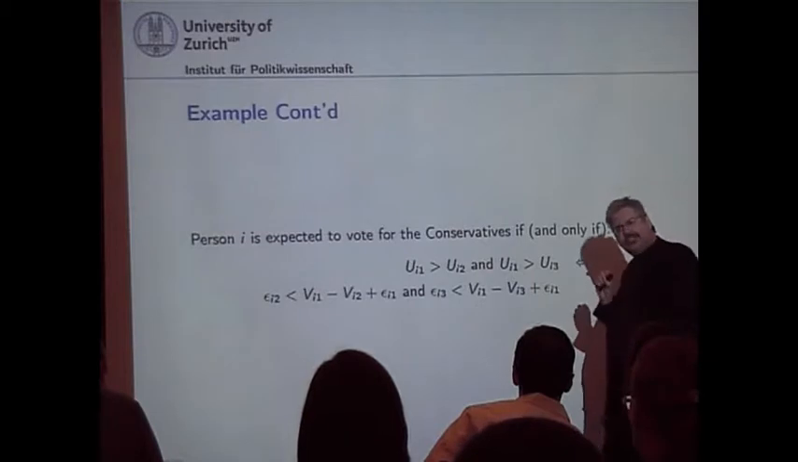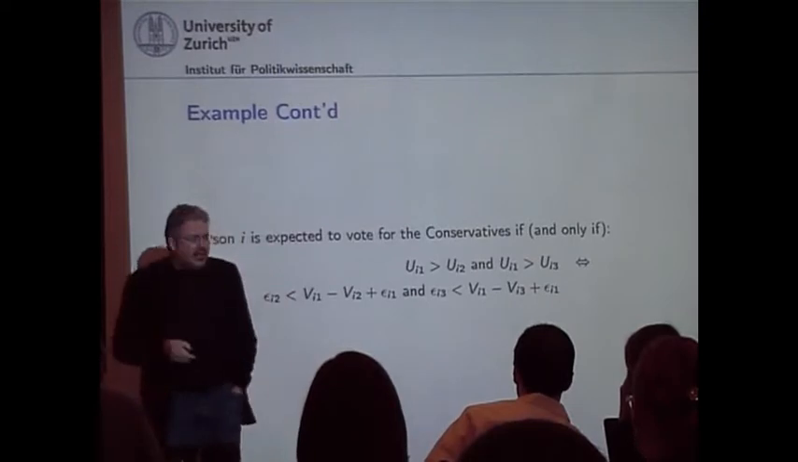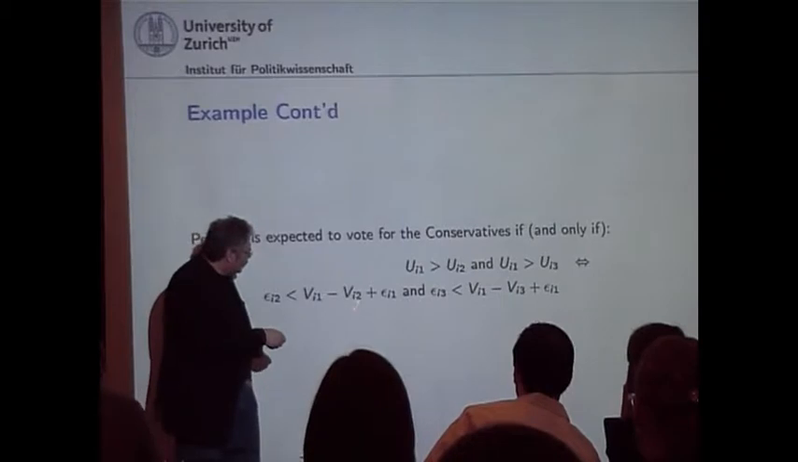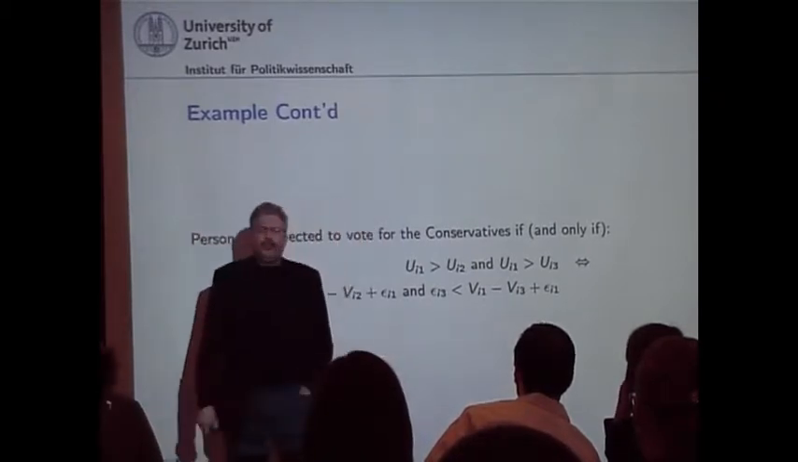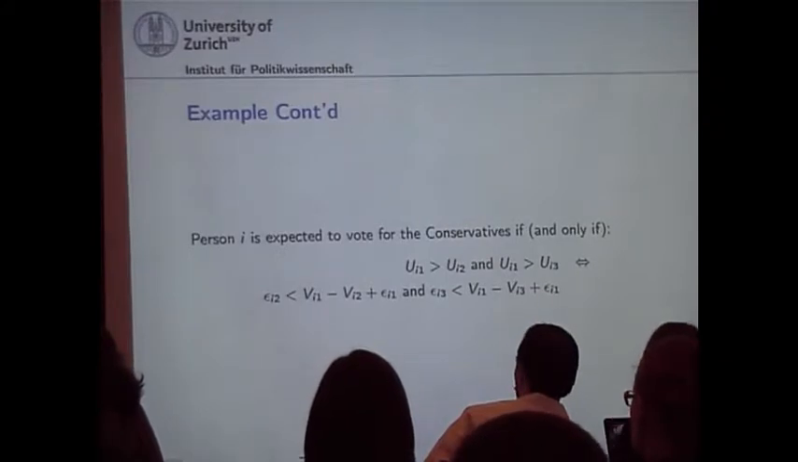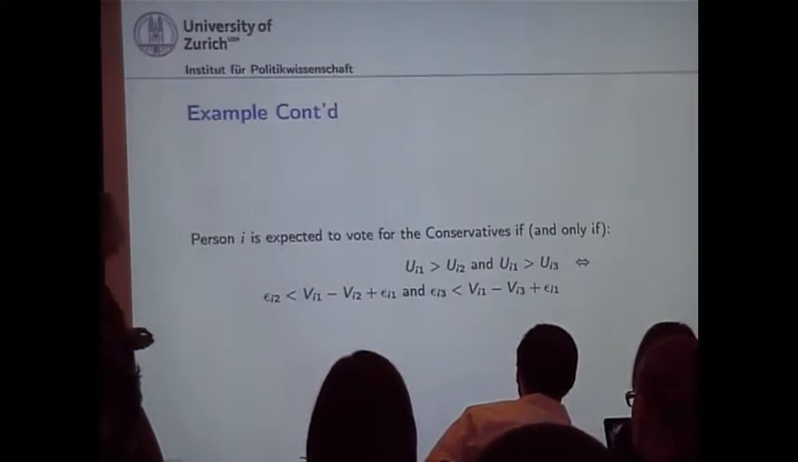You see here actually some important property of this choice mechanism. If you ignore the errors for a moment, you see that what's critical are the systematic utility differences. It's not about the absolute utilities as such. It's about how much more utility do I have for the Conservatives as opposed to Labour? How much more do I have for the Conservatives as opposed to the Liberal Democrats?